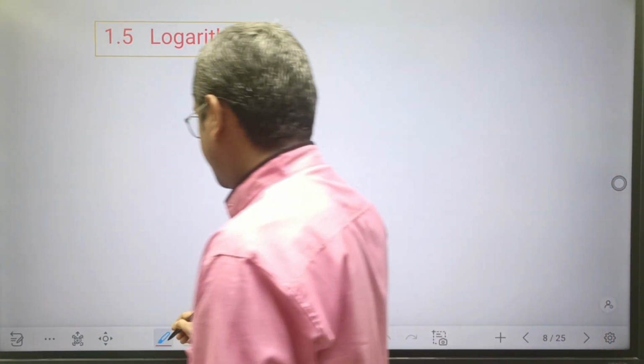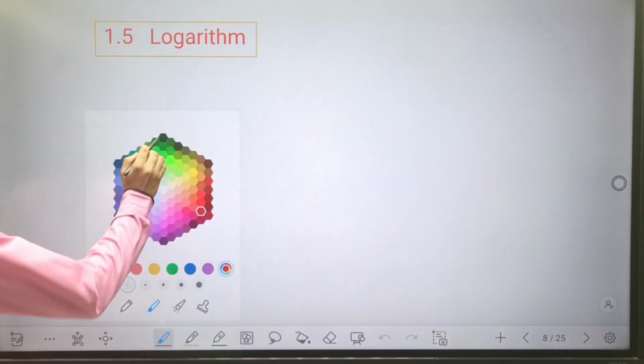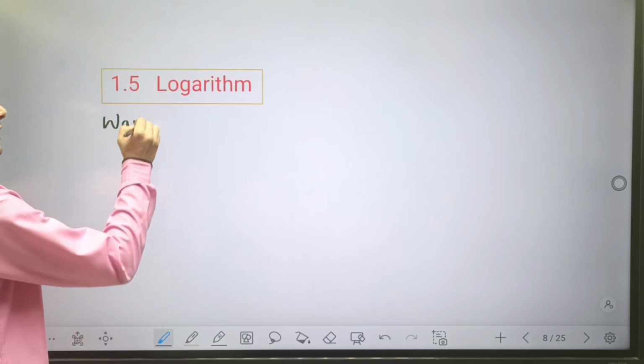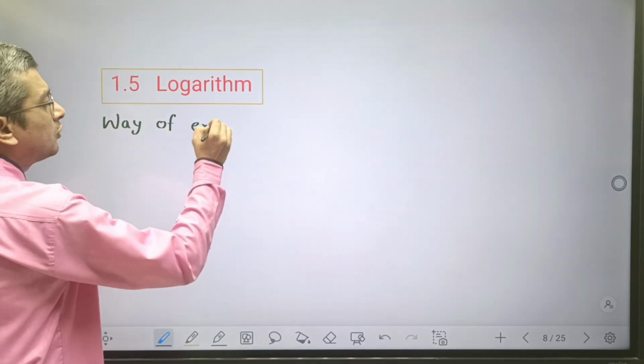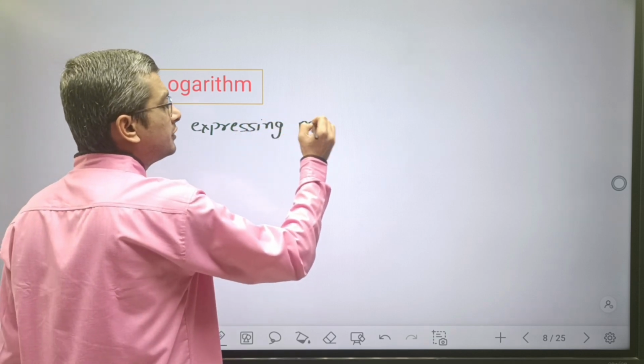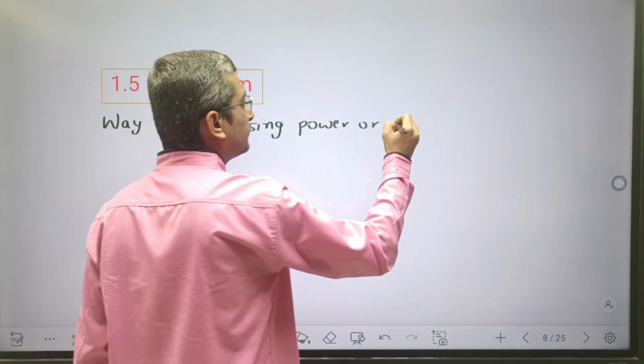logarithm. This is a very important topic. So what is log? First of all, log is nothing but a way of expressing exponent or power.